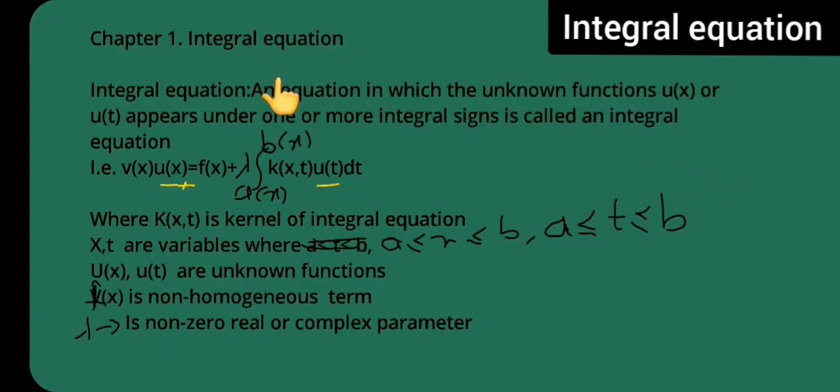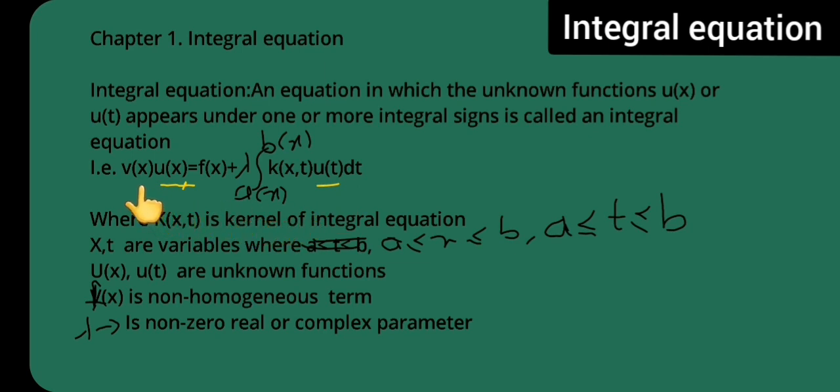So this is my integral equation, chapter 1. What is an integral equation? An equation in which the unknown function u of x or u of t appears under one or more integral signs is called an integral equation. That is, v of x into u of x is equal to f of x plus lambda integral from a to b of k of x comma t u of t dt.